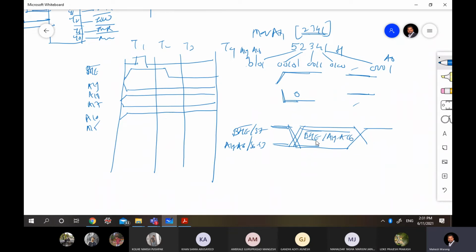Now what does this mean? This particular line will take the zeros and ones depending on the signals. As I said, if BHE bar is 1 for this time, then this will take 1. If A19 is low, then this will take low. So this is all of these.